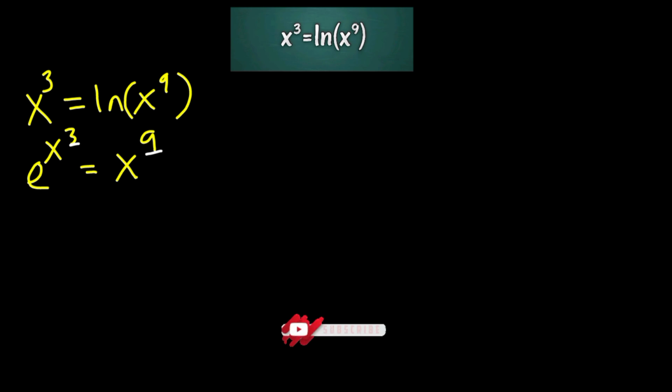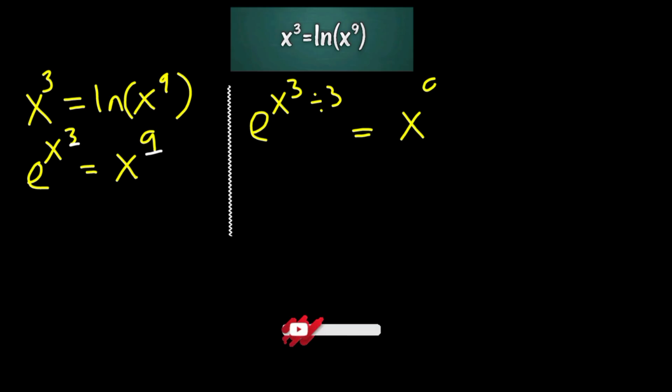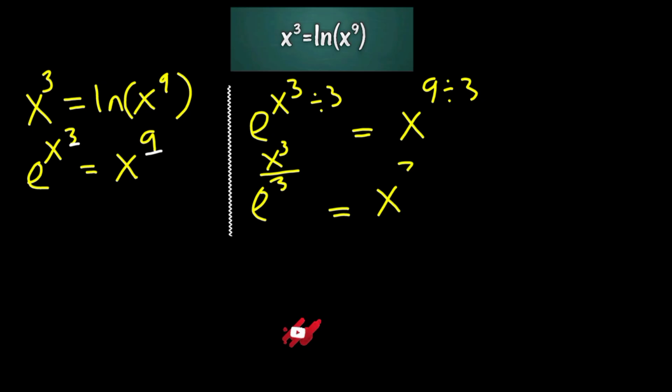And to achieve that, what we are going to be doing is that we'll be dividing the powers of both sides by 3. So we have e to the power of x cubed divided by 3, and that equals x to the power of 9 divided by 3. And when we divide e to the power of x cubed by 3, it gives us e to the power of x cubed all over 3. And this here gives us x to the power of 3. Now we can see that the powers are now exactly the same.